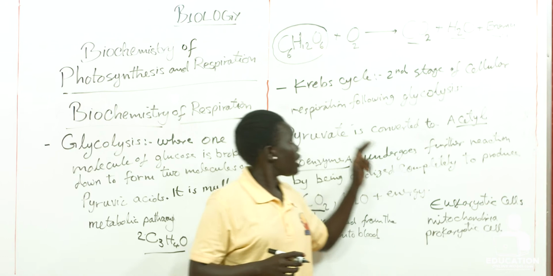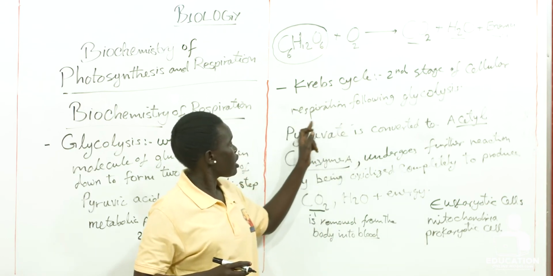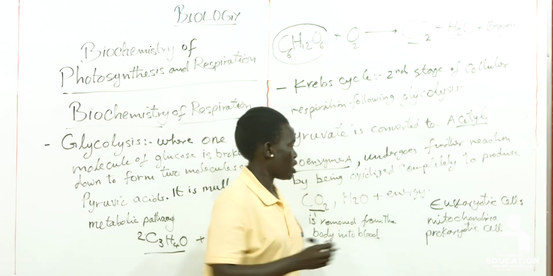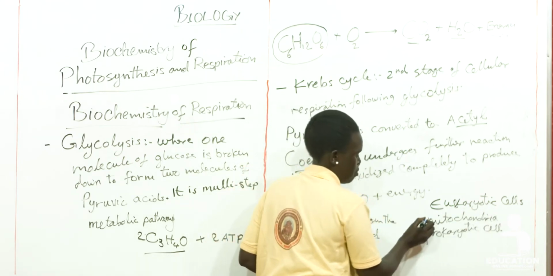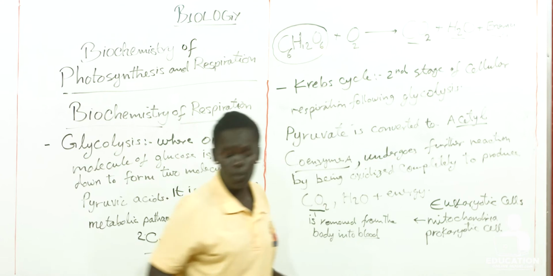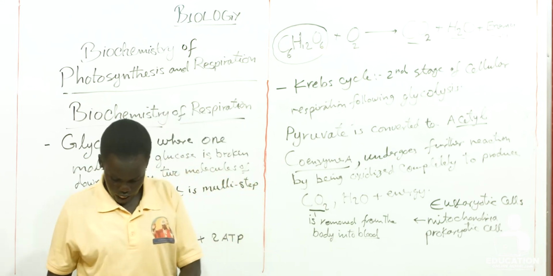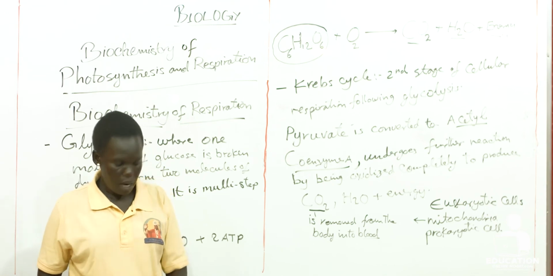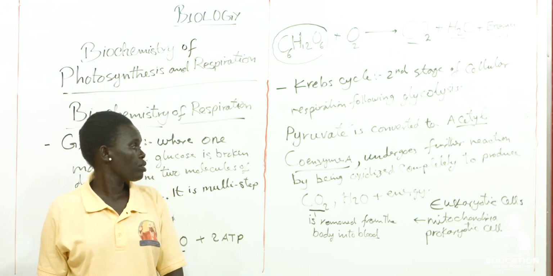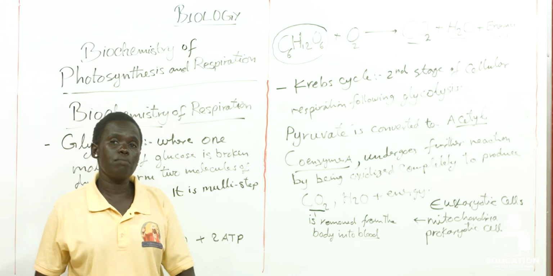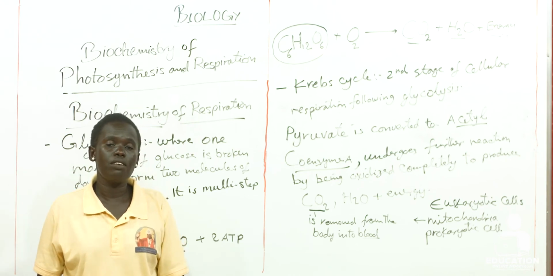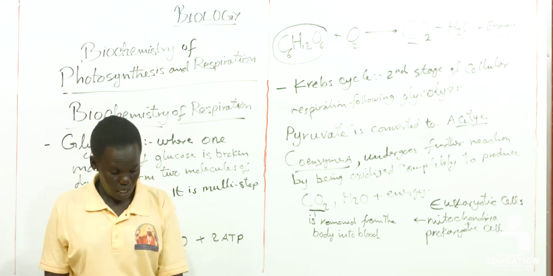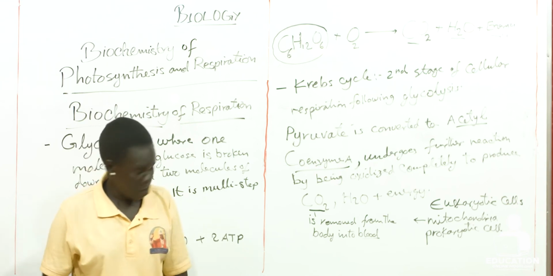So where does this cellular respiration take place in prokaryotic cells? In eukaryotic cells, it takes place in the mitochondria. In prokaryotic cells, it can take place within the cytoplasm, because they don't have mitochondria. Let's come to see the last stage, which is electron transport.